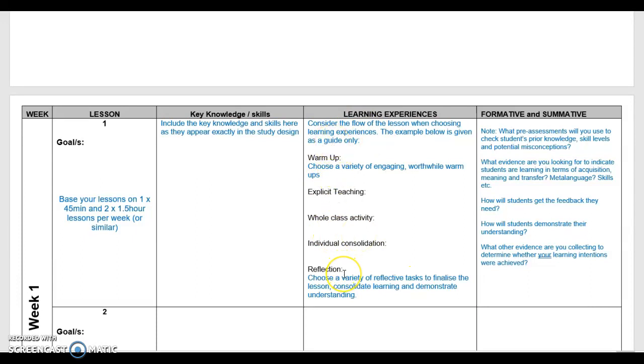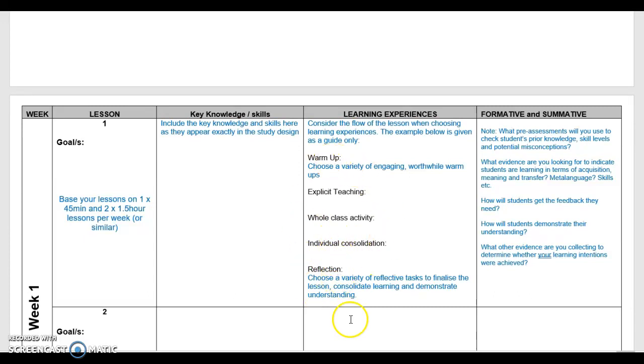You don't have to follow this, but you need to think about your lesson, your specialization, and the learning experiences you want your students to undertake. So here we just thought, okay, well, if it's going to be some kind of explicit teaching in the lesson, we're going to have a warm-up. It's going to be engaging, worthwhile. It's going to be connected to the curriculum. We'll have some kind of explicit teaching here. We're going to have a whole class activity here, and then we'll go into the individual consolidation and finally a reflection at the end of the lesson.